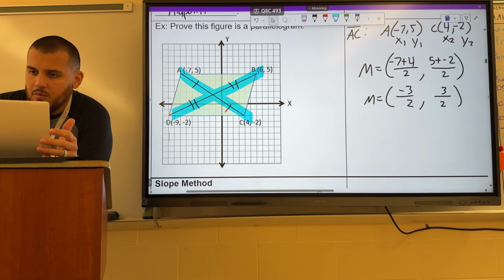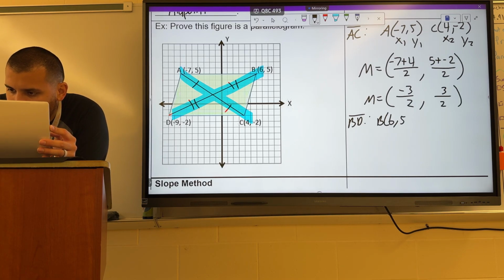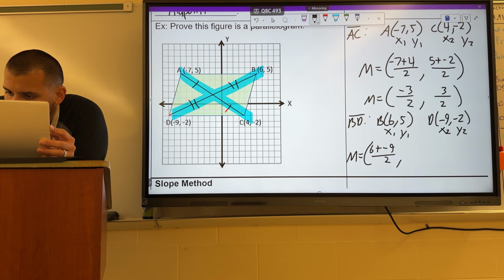So let's look there for BD. Again, I'm going to stay organized. BD, I'm going to label my point B is at 6, 5. My point D is at -9, -2. One of them is x1, y1. The other point is x2, y2. And we're plugging into our midpoint formula. x1, 6 plus x2, -9 over 2. y1, 5 plus y2, -2 over 2.